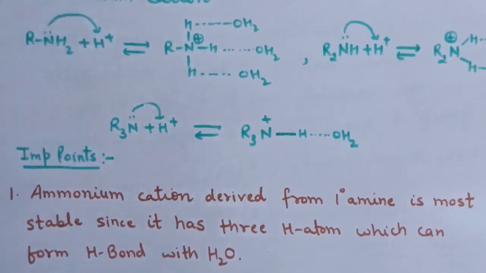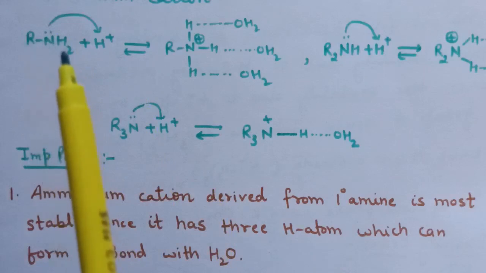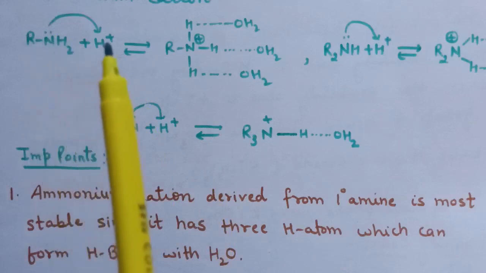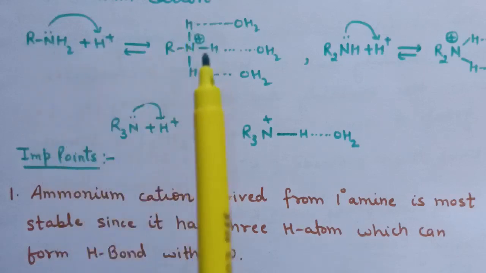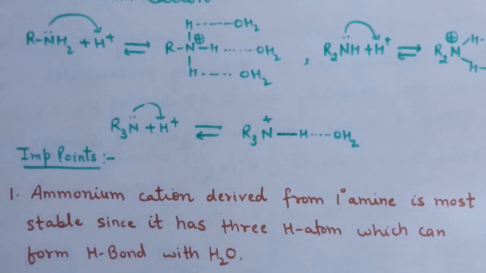can be concluded. First is ammonium cation derived from primary amine is the most stable since it has 3 hydrogen atoms which can form hydrogen bond with water. So in case of primary amine, after accepting the proton, here 3 hydrogen atoms are present and therefore these 3 hydrogen atoms can form hydrogen bond with water.